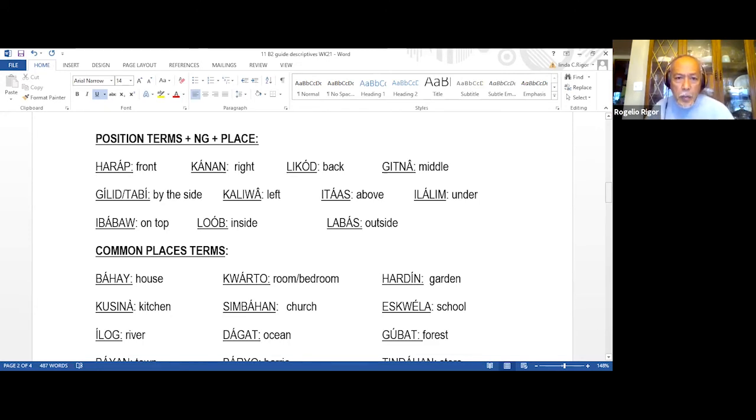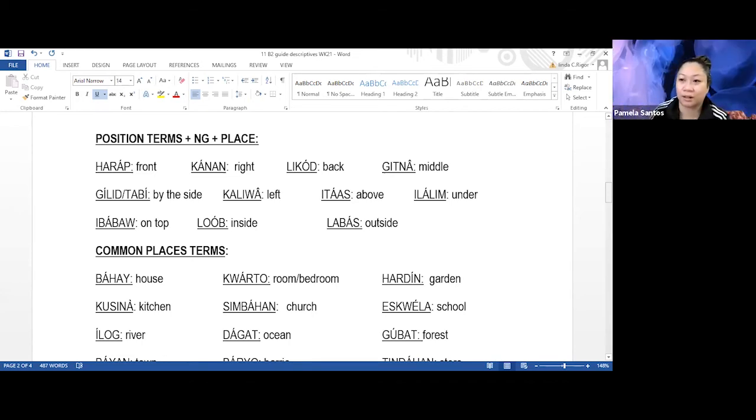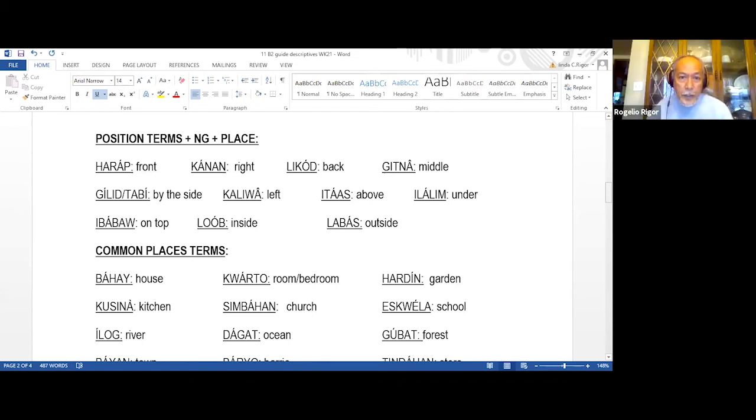Tabi is more used when you're right beside it, if it's an object, like the dog is right beside the can. But gilid is more like describing some kind of growth or structure, as opposed to an object. So it's gilid ng hardin, on the side of the garden. You don't say sa tabi ng hardin, because that's like an object. It's not an object, it's sort of a structure. More of a structure, more of a place, is where gilid is used.